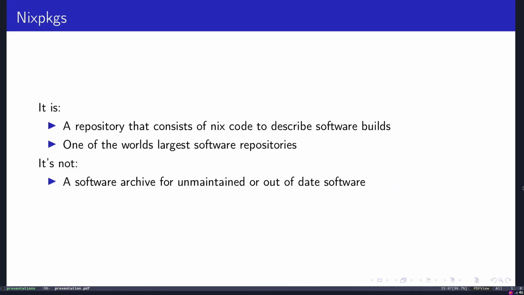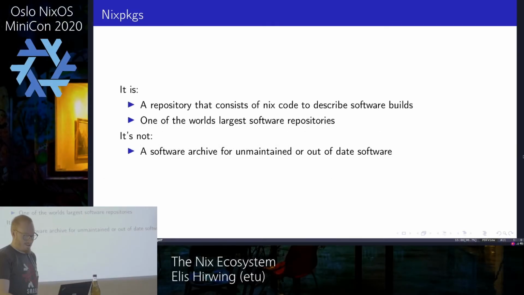And Nixpkgs is not a repository for unmaintained software. So if it's a piece of software that is abandoned by upstream, we tend to try to get rid of it, unless too many things depend on it, like Python 2. It will take a while to get rid of, but that's the case for every distribution out there, more or less. But that's enough about Nixpkgs. So now we're going over to Nix.